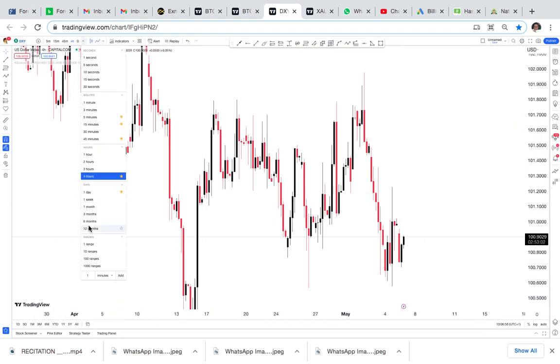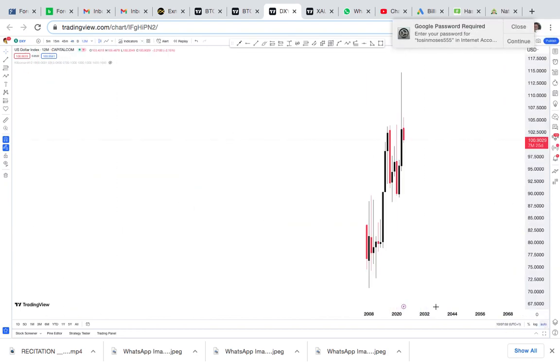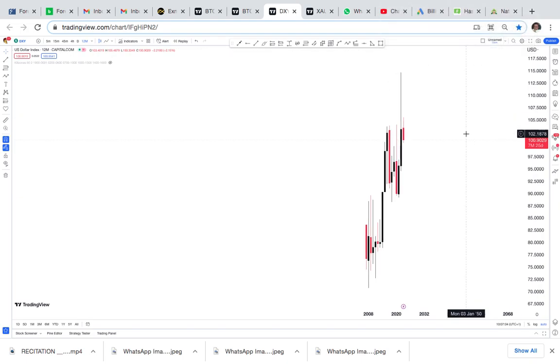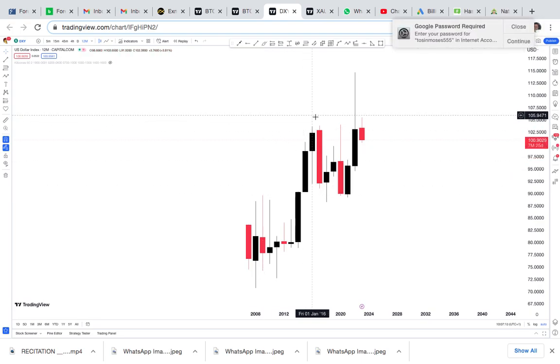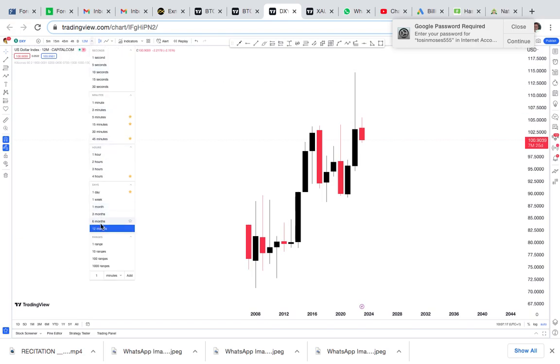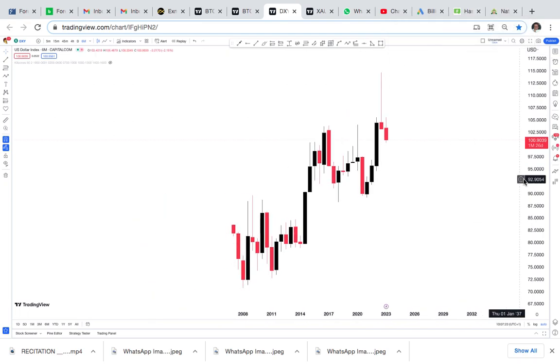Then, as always, I like starting from my 12 months. Let's see what we have. Wow, what do we have here? This is a break of structure. This is also a break of structure, but it's not really clear. So let's go down to six months so that we can see what we are.